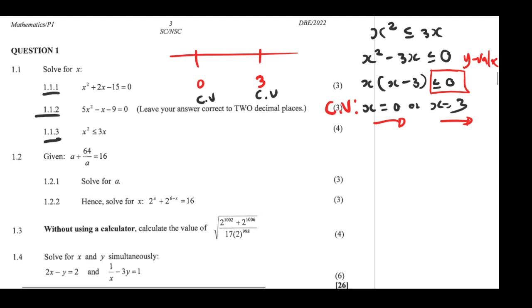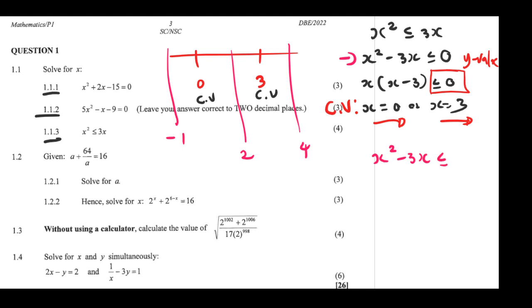You want to test values before your critical value here, let's say minus 1, between your critical values, let's say 2, and after your critical values, let's say 4. I'm literally punching my calculator. I'm going to use this equation in standard form, x squared minus 3x is less than or equal to 0. I'm going to substitute x being equal to minus 1 and test it, because I want to see the sign of that answer. So I'm going to say minus 1 all squared minus 3 into minus 1. And what is the answer that you're getting? I'm literally punching as we speak here.